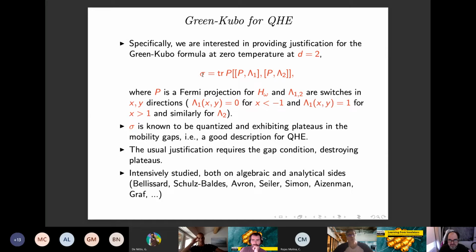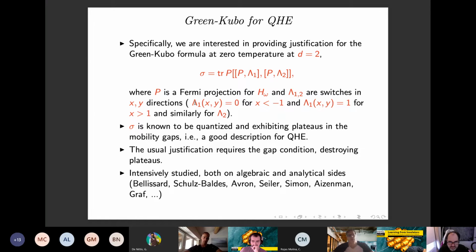So this is the Hall conductance, and it looks like this: trace of this double commutator. So P here is the Fermi projection for the operator H omega, let's say, or H naught. And lambda 1 and lambda 2 are so-called switch functions. So that's a function that takes value 0 in one direction and 1 in the other direction. No, sorry, it takes value 0 when x is negative and takes value 1 when x is positive, say, x in the first direction for lambda 1, and lambda 2 is a switch in the y direction.